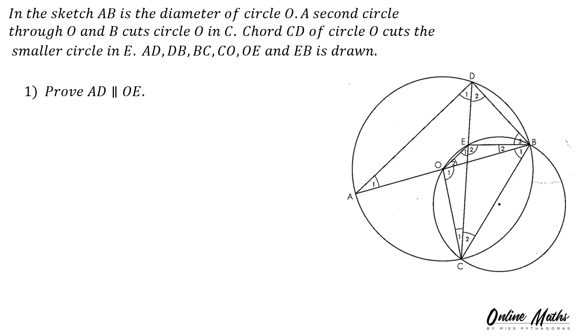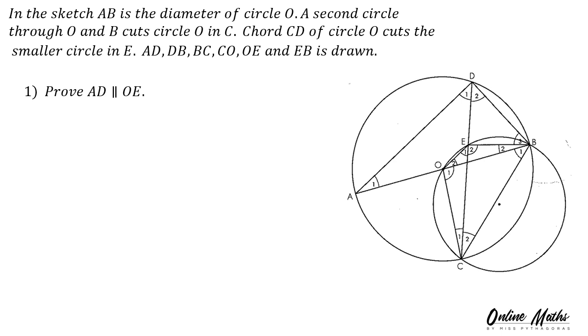In the sketch, AB is the diameter of circle O. A second circle through O and B cuts circle O in C. Chord CD of circle O cuts the smaller circle in E. AD, DB, BC, CO, OE and EB are drawn.